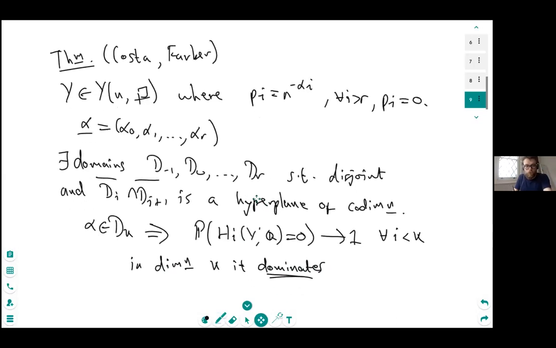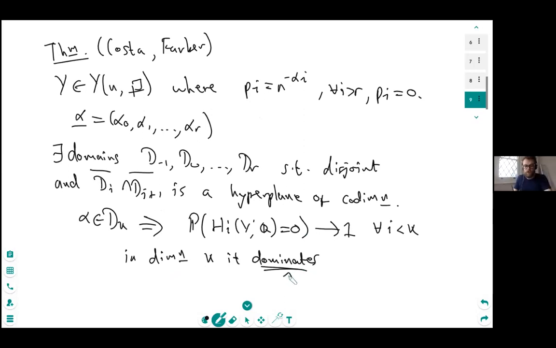So by dominates, what do I mean? I mean that the rank of H k is much bigger than the rank of any other. So obviously the rank of those for i less than k is zero. What this says is that if we're less than k, we have no homology. In k, we have big homology. Above k, we can have some, but not too much.